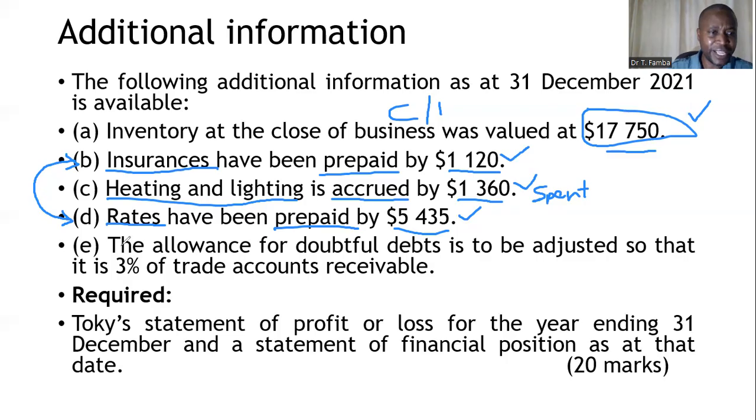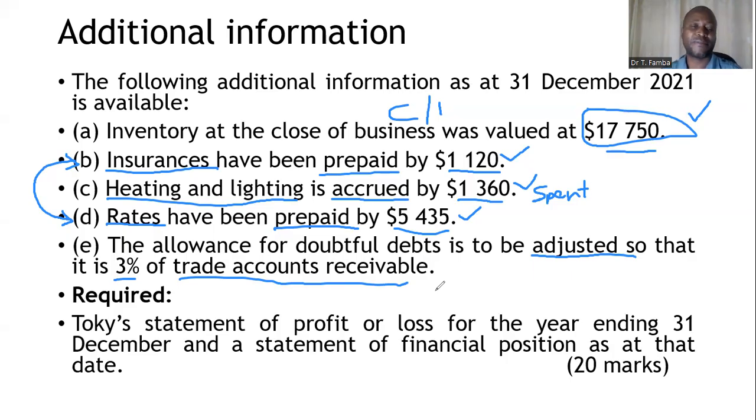So then we have item number E. The allowance for doubtful debt is to be adjusted so that it is 3%. So this has got to be adjusted so that it is 3% of trade receivables, trade account receivables. So what it means is we are going to calculate 3% of trade receivables. The amount that we get, we compare with what we have in the extract that we are already given.